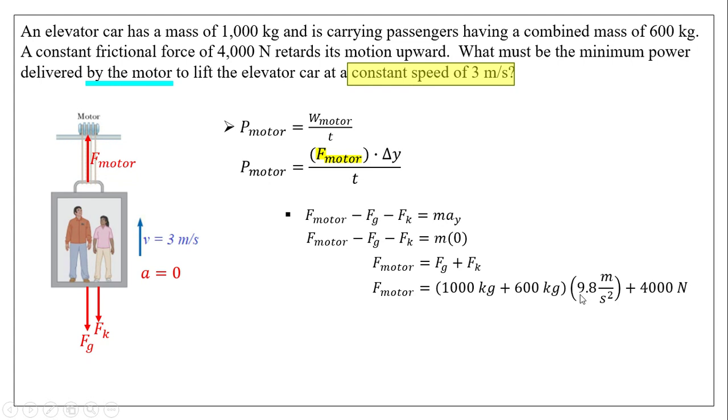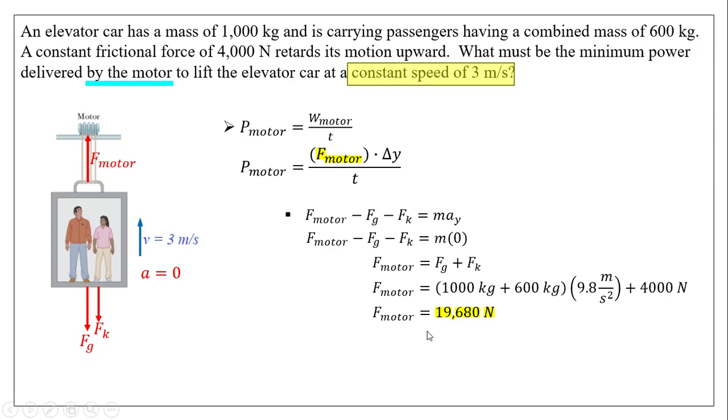Okay, times 9.8. Once again, this is positive 9.8 because the negative signs are being accounted for. And then plus 4,000 newtons. So if you add this all up on your calculator, you should get a value of 19,680 newtons. So this is how much force the motor is outputting.